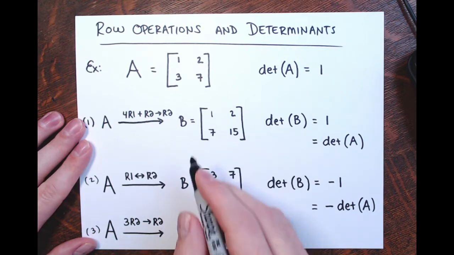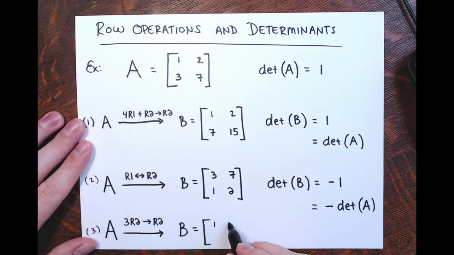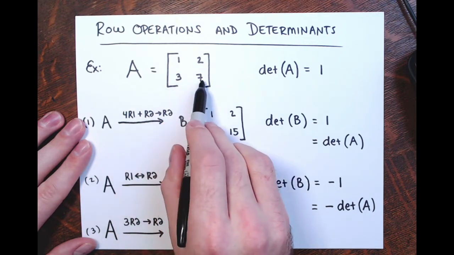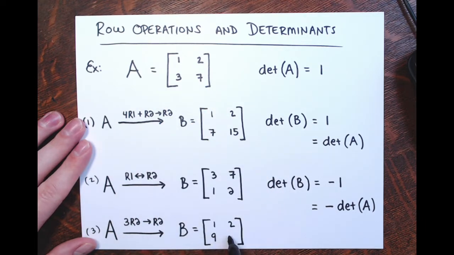Now I'm not changing the first row, so the first row of B is still 1, 2. I am multiplying the second row entries by 3. So we have 9, 3 times 3, and then 21. Now, what's the determinant of this new matrix? Well, it would be 21 minus 2 times 9. 21 minus 18. That's 3. And this is triple the original. See how this is 3 times the original determinant.